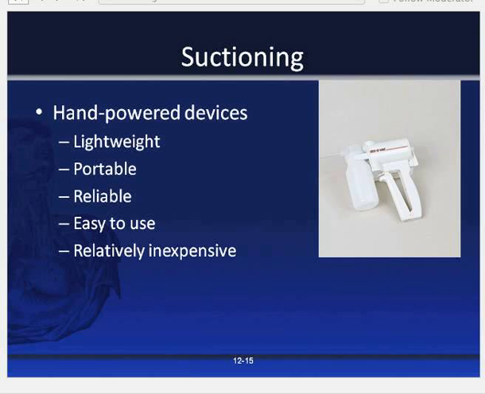Hand-powered devices are lightweight, portable, and reliable. They're easy to use and relatively inexpensive. To create a vacuum necessary for suctioning, hand-powered units may be pumped or squeezed. This limits the length of time suctioning can be applied. The collection chamber of a hand-powered device is small. This limits the volume that can be suctioned.